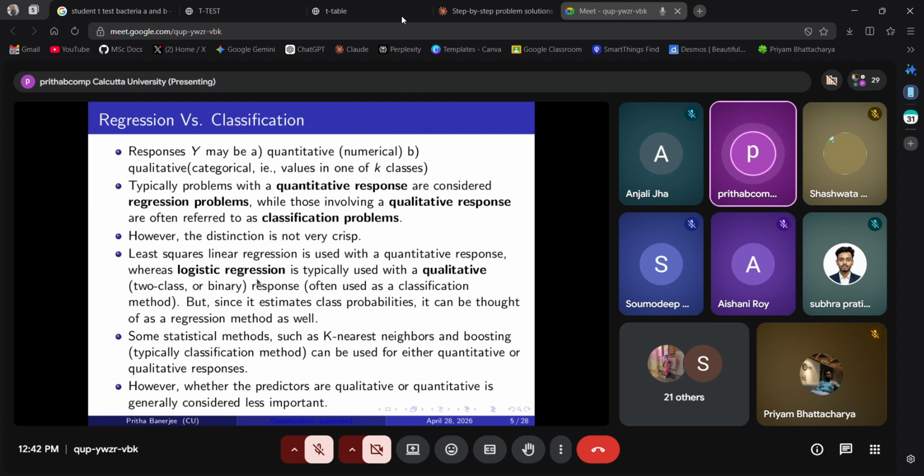But still, there will be quite a lot of errors, and you cannot do any kind of inference, or guarantee the kind of errors that you will be getting. So least square linear regression is used with a quantitative response. In order to cater to these categorical values, there is what is called logistic regression.